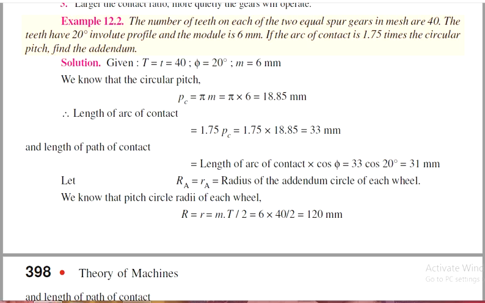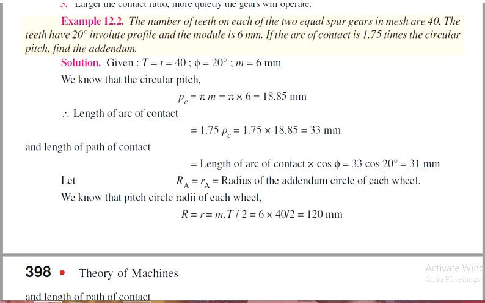Most of the problems will be asked on the number of pairs of teeth, length of arc of contact, length of path of contact, and addendum, dedendum, like that. So try to solve these problems. These are very simple. Try to remember the formulas, list out the formulas unit wise, and based on that, apply the formulas in solving the questions.